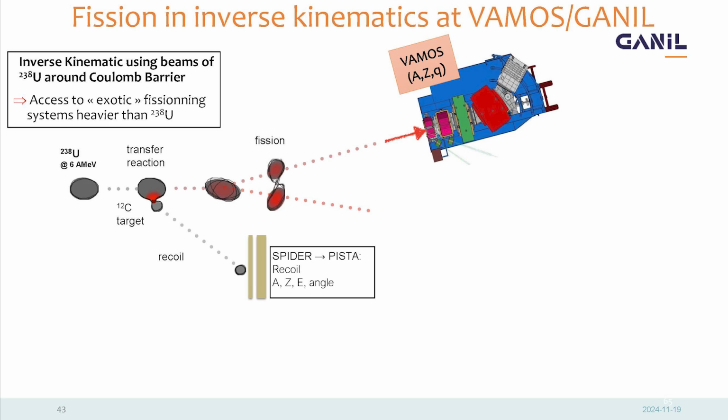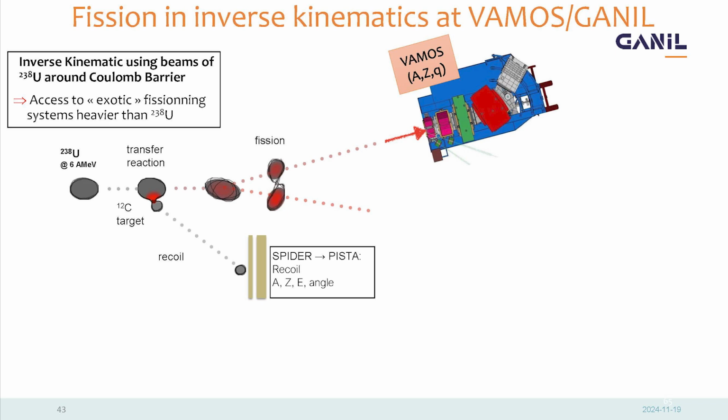So this is what is done at VAMOS, basically, in addition to being complementary to SOFIA, because with SOFIA, you remember, you use fragmentation. So basically, you remove nucleons from your incoming beams. So all the nuclei will be lighter, starting from uranium, only below uranium. Here, being at Coulomb barrier energies, we can make reactions that add nucleons, so we can get heavier systems than uranium. So there is this kind of complementarity of the systems that you can populate.